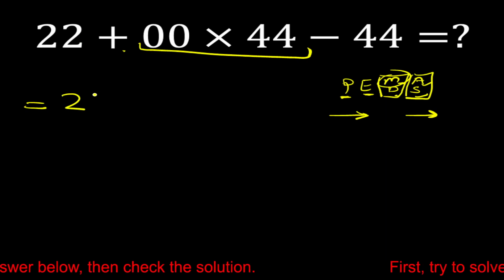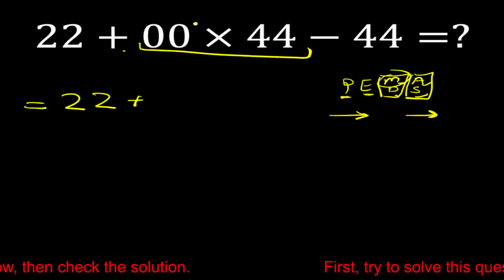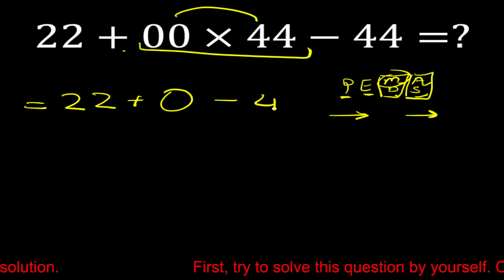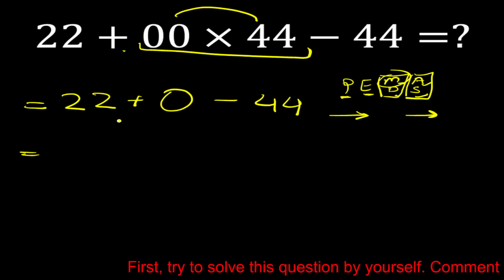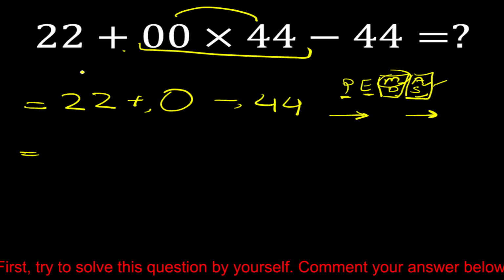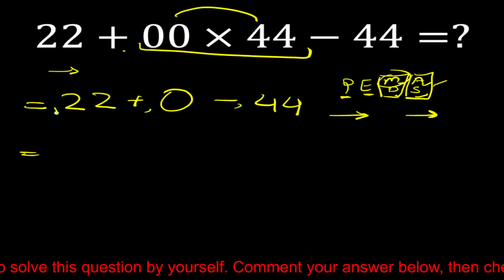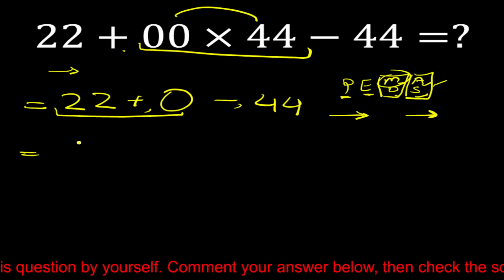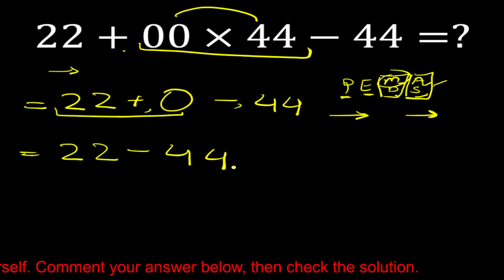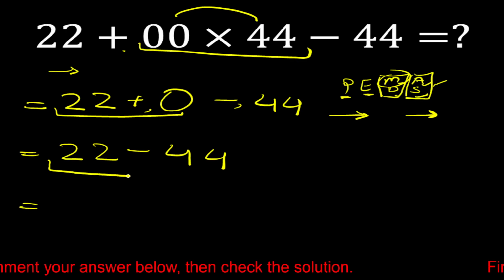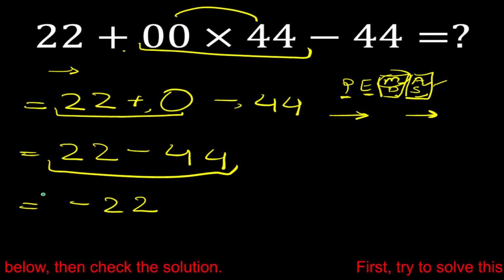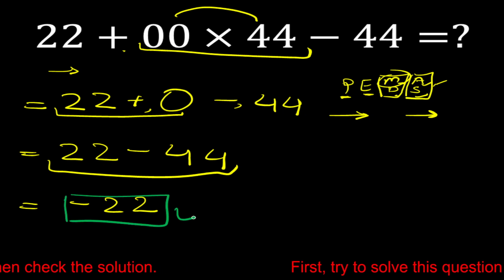So 22 plus, now solve this multiplication, 0 × 44 is equal to 0, minus 44. Okay, so here is addition and here is subtraction. Addition and subtraction both have equal priority, so we have to solve it from left to right. Okay, so first we have to solve this part. 22 + 0 is equal to 22, minus 44. Now 22 − 44 is equal to −22. Okay, so the correct answer is −22.